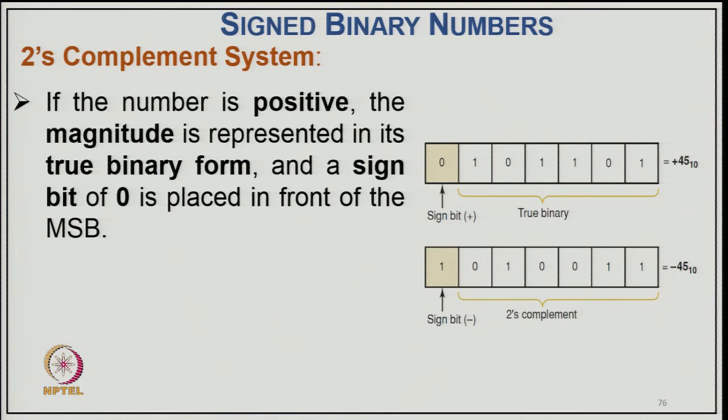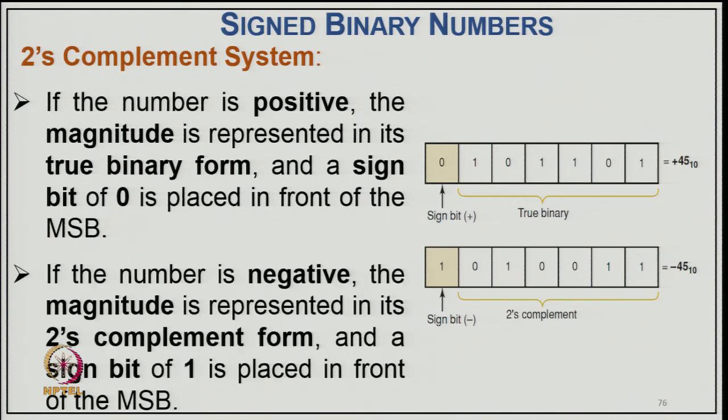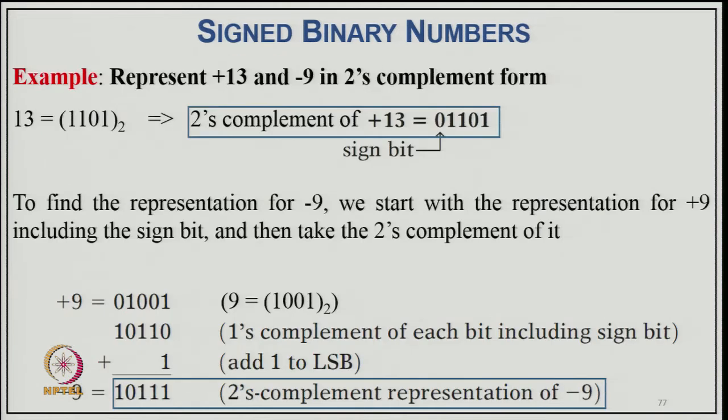So, this is the second complement, and we also change the sign from 0 to 1. So it becomes minus 45. This is how we represent negative numbers. If the number is negative, the magnitude is represented in second complement form, and a sign bit 1 is placed in front of the MSB, as you can see here.